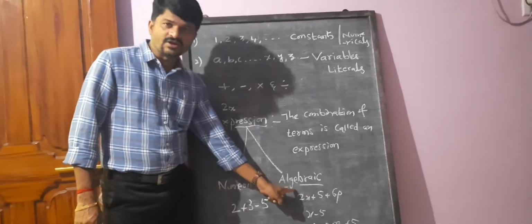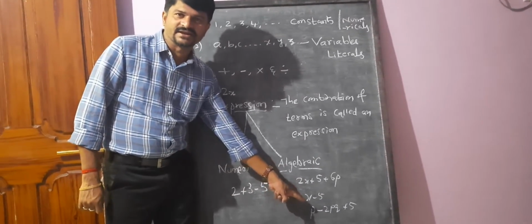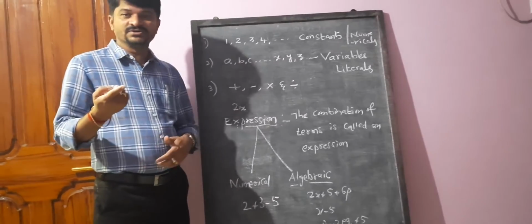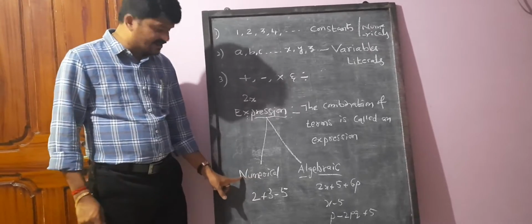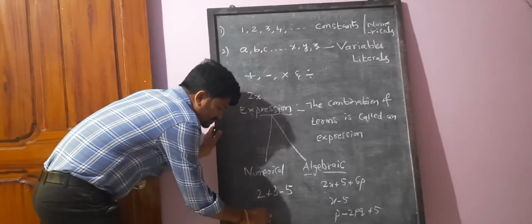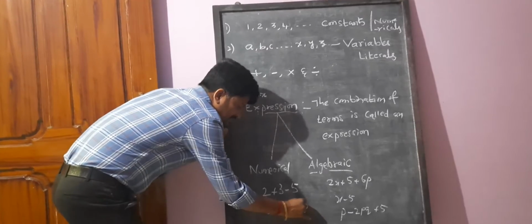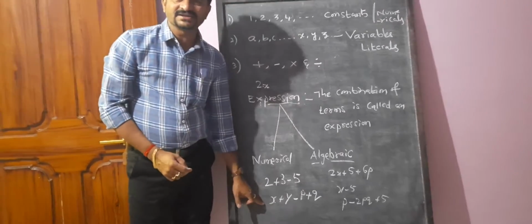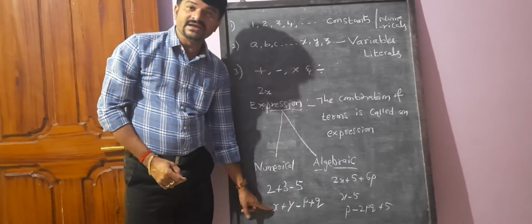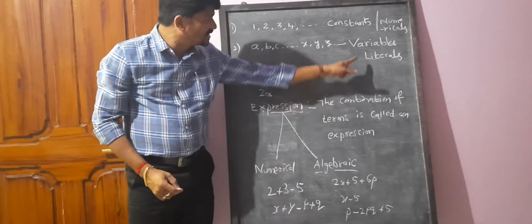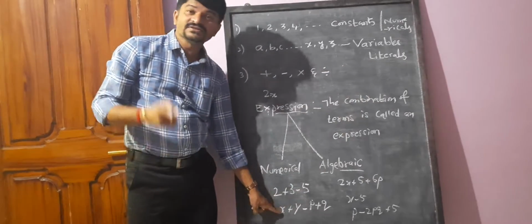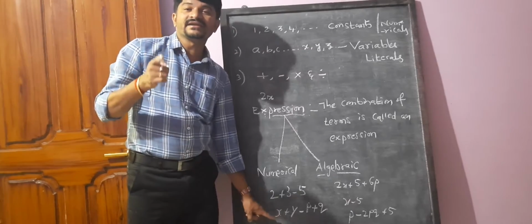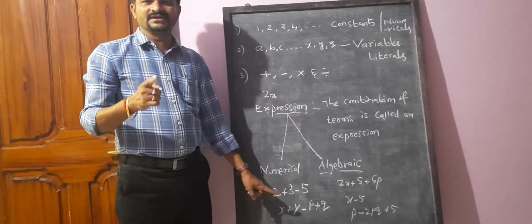Okay, children, these are algebraic expressions. Is it clear? Now, some children may have a doubt. Sir, actually this is a numerical expression, no? Then x plus y minus p plus q. This is also an expression, but it contains only literals. Only literals. So in special cases, this is called a literal expression.